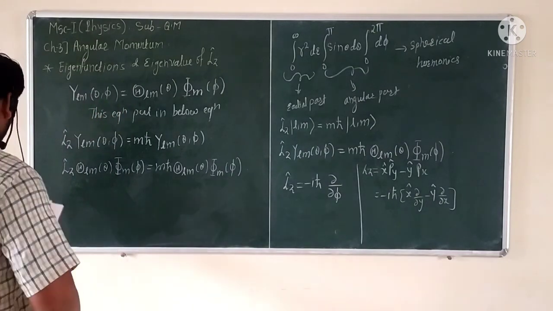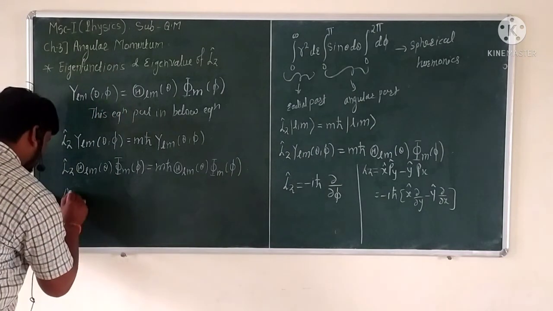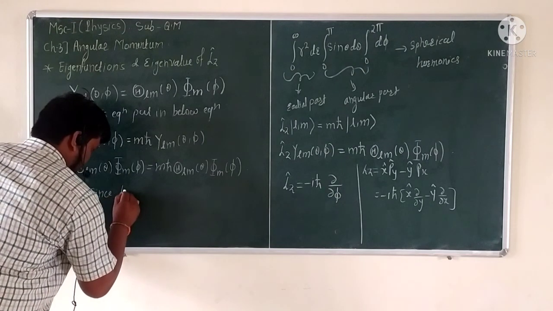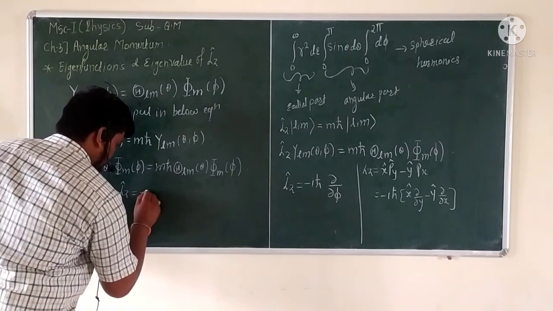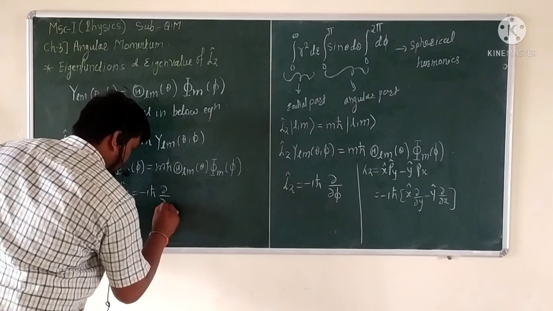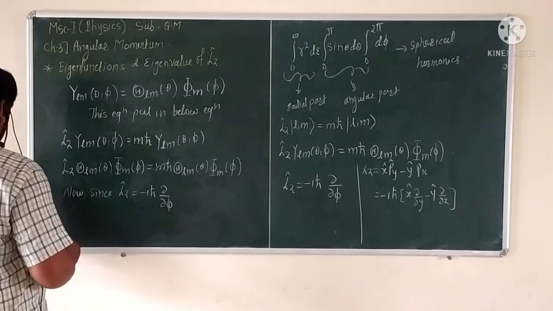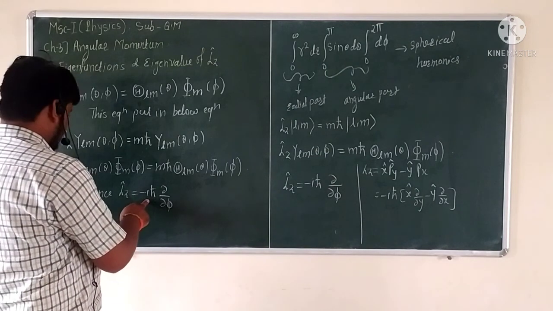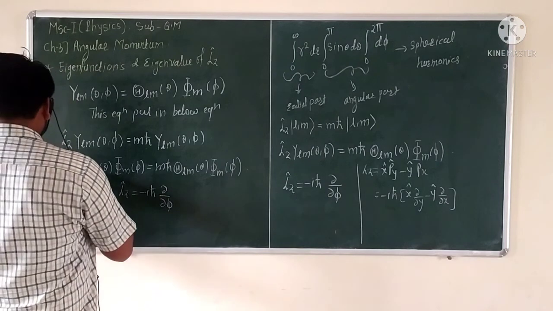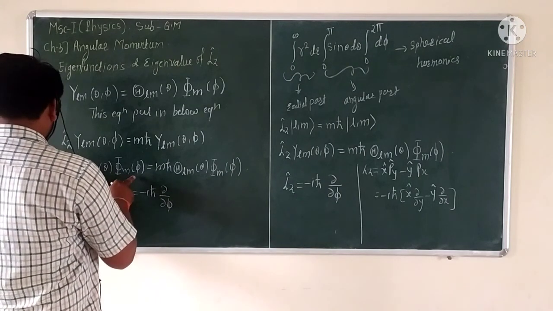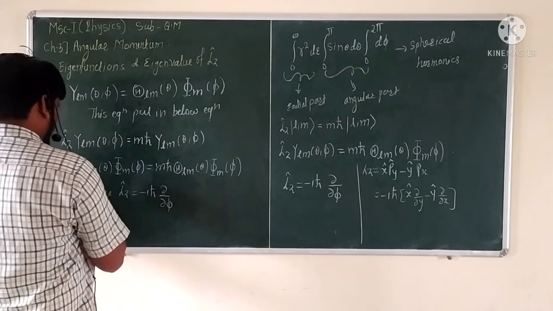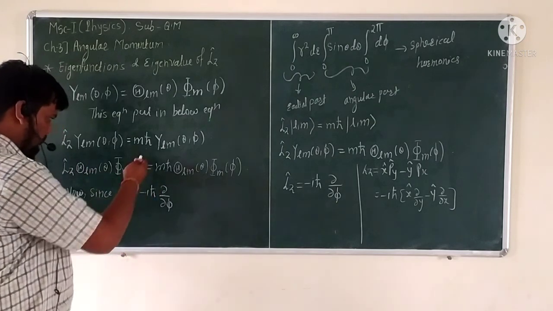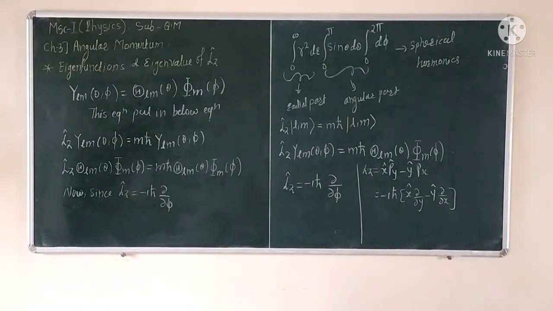Now, since your Lz operator is nothing but minus iħ ∂/∂φ, if we put this value for the Lz operator, so that is minus iħ ∂/∂φ acting on a function of φ, Φm(φ). This Θlm(θ) is taken outside of the differentiation. So now we want to solve this equation.